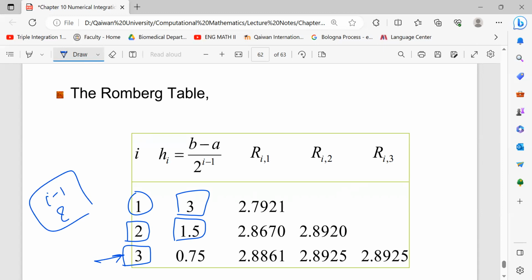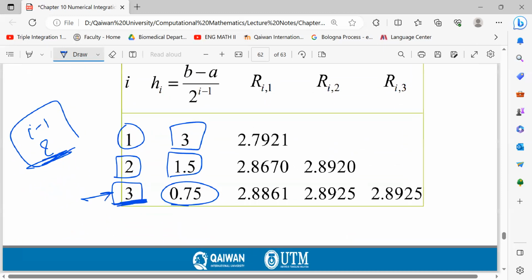If I is 1, we get 1 subinterval because it's 2 to the power 0. If it's 2, we get 2. And if it's 3, we get 3 minus 1 is 2, 2 to the power 2 is 4 subintervals. And if it's 4, it's 8 subintervals and so on. For 4 subintervals, the length is 0.75.